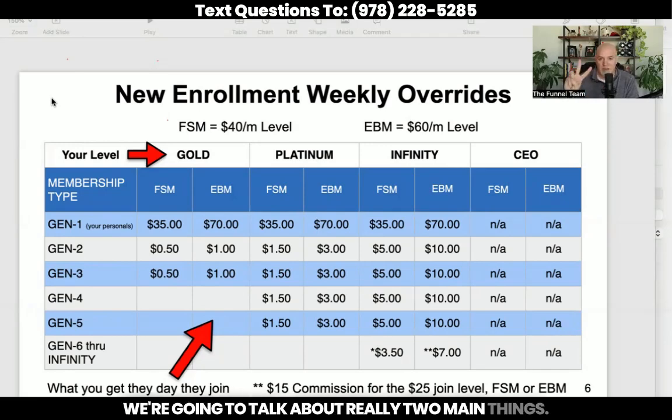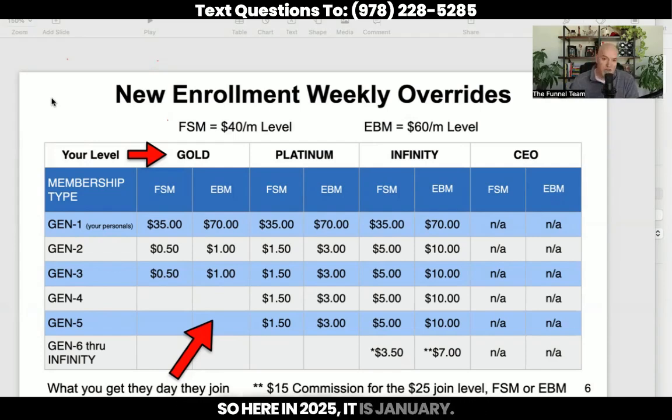We're going to talk about really two main things. Number one, what is the actual commission on the entry point, the day that someone joins, and then the monthly renewal. Those are really the two main points to the myEcon compensation plan. So here in 2025, it is January. It is the end of January 2025 at the time of this video, depending on when you watch this. Now, there's going to be a new addition, and it's going to be a new entry point to the myEcon compensation plan. It's not necessarily going to affect the monthly residuals. Those are all going to stay the same. I'll show that slide here in a minute, but it will affect the entry points.